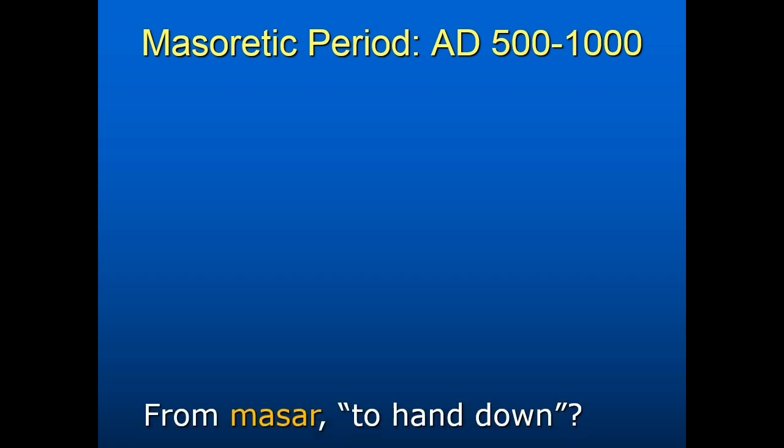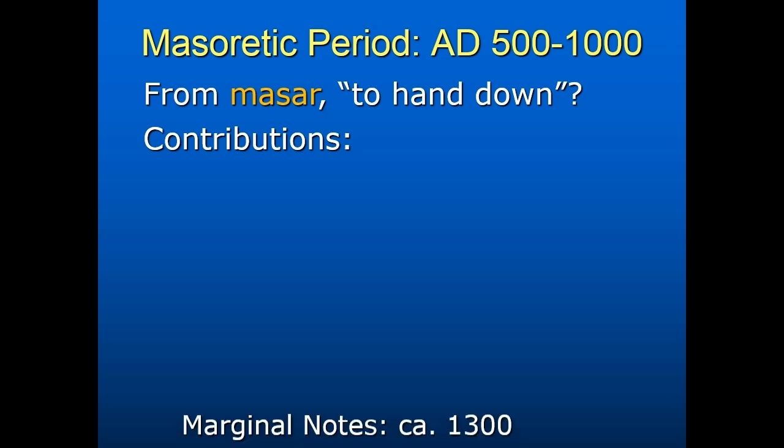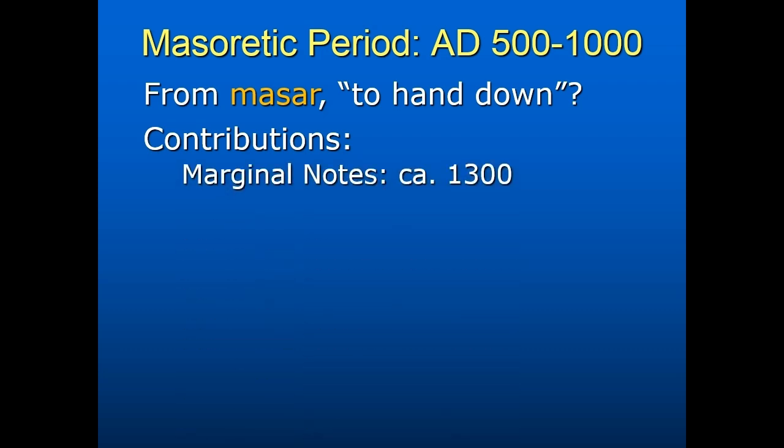The word may come from the Hebrew masar, to hand down, and this is in fact how they saw their mission, to hand down a text unchanged but easily understood. They made several contributions to that end. First, although they could not make any change in the text, there was always the margin area. And during this period, the Masoretic scribes inserted some 1,300 notes into the margin, defining an archaic word or cross-referencing something. Those of us with study Bibles will find this a familiar pattern.